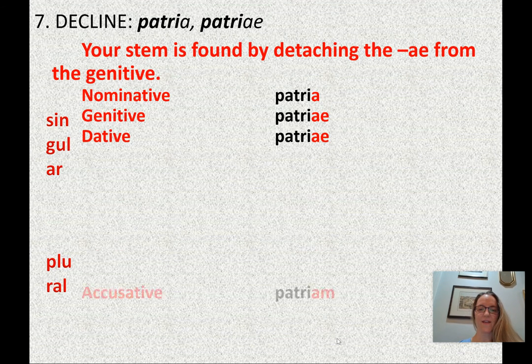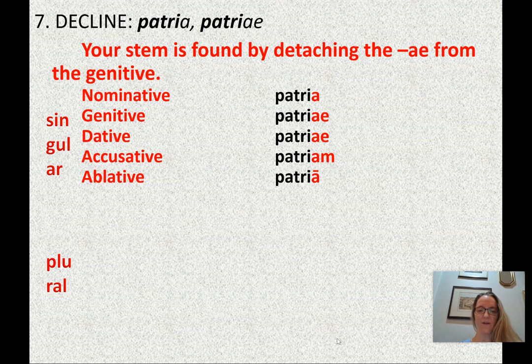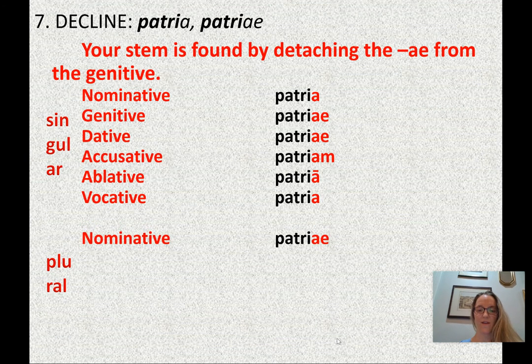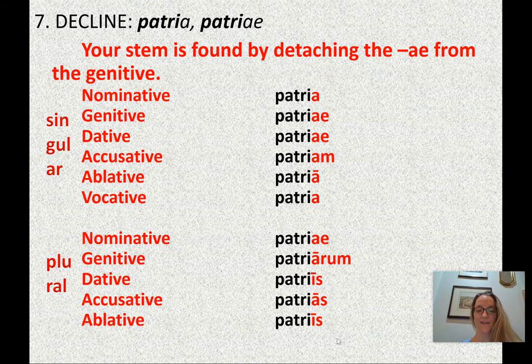That's why it's important to just put the stem down first and then do your endings. So AE, AM, A with a macron, A, just like you did on aqua. And in the plural, AE, ARUM with a macron, IS, AS, IS. Take a second and get that written down.